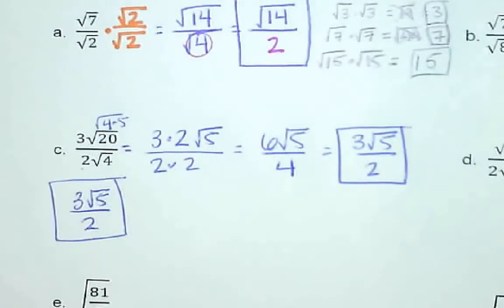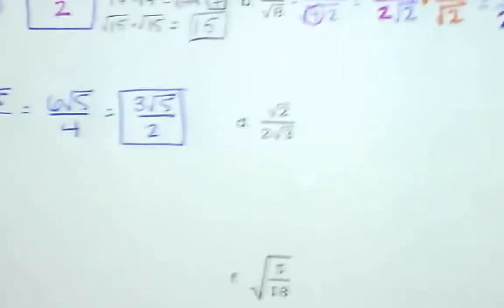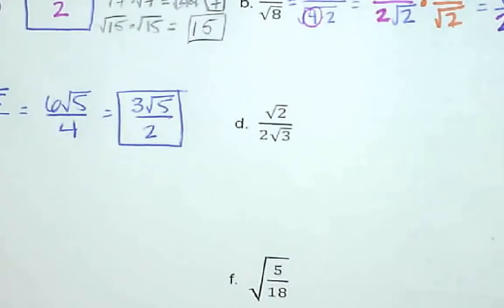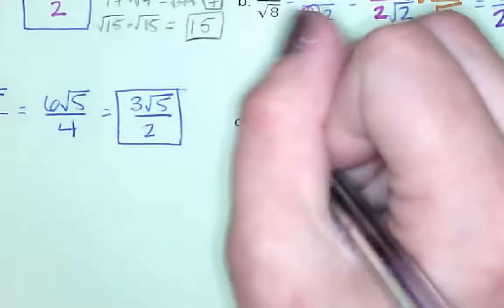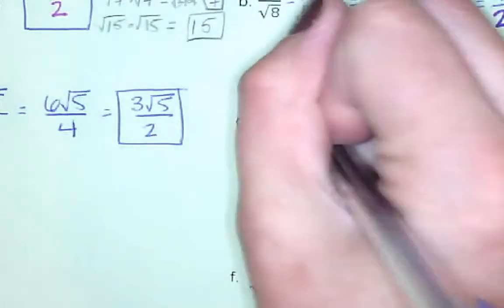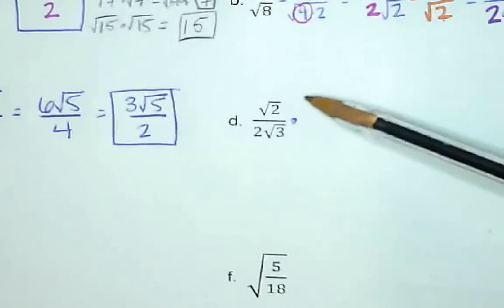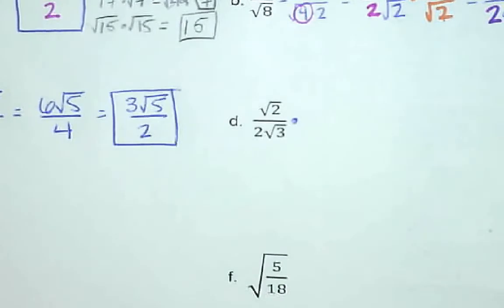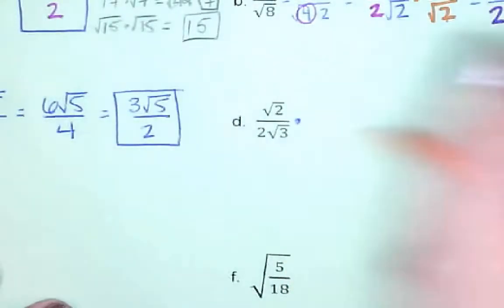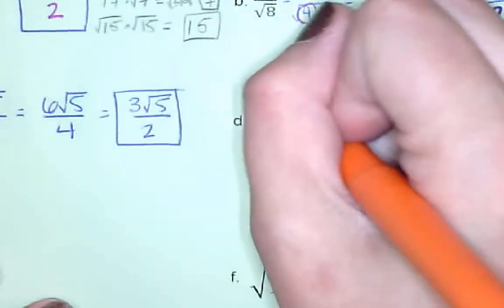All right. So I want to show you guys this one really quick. All right. We have square root of 2 over 2 square root of 3. So guys, I want to multiply that. What's the problem in D? Is it the square root of 2 that's the problem, or is it the square root of 3? Square root of 3, because it's in the denominator. That's our little problem child right there. So we need to fix it by rationalizing the denominator.